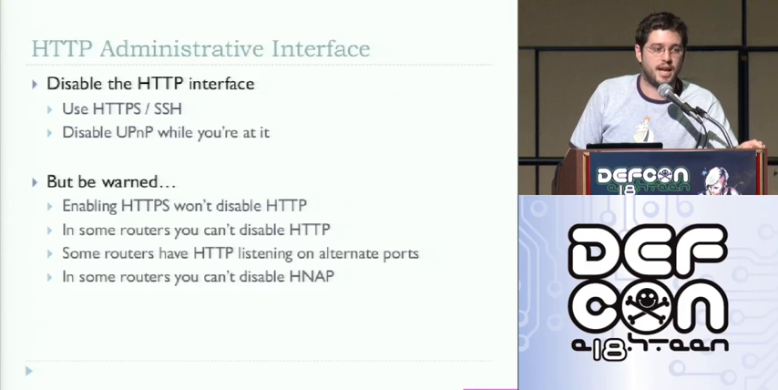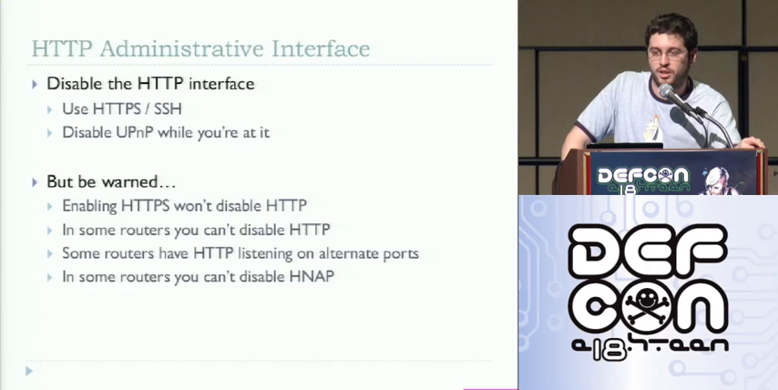Disable HTTP and enable HTTPS. People here in this room, I hope that you know how to use SSH. If you can use SSH, please do. Again, a lot of consumer routers don't allow SSH, but that's fine. If you're enabling HTTPS, you have to disable HTTP. Just enabling HTTPS doesn't help you, because that means I can still rebind to the HTTP interface. You have to make sure you also disable HTTP.